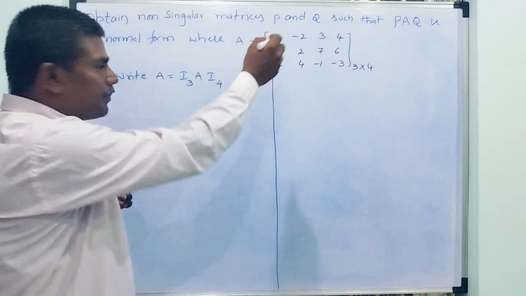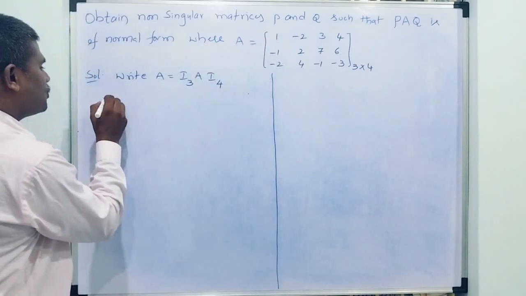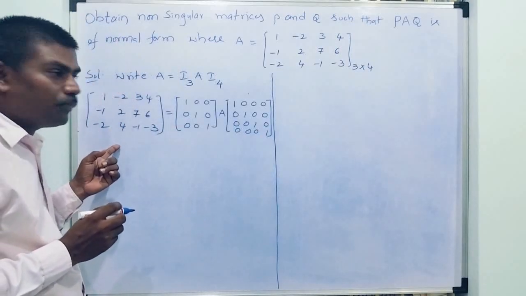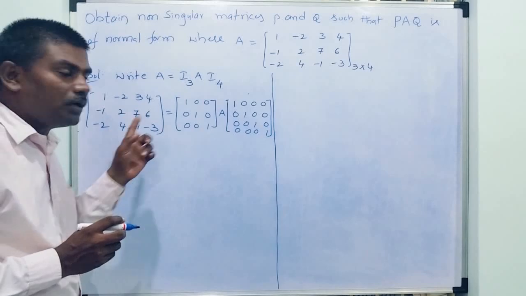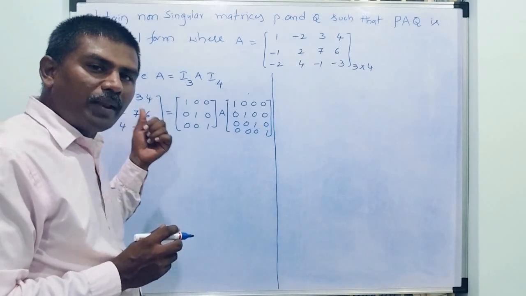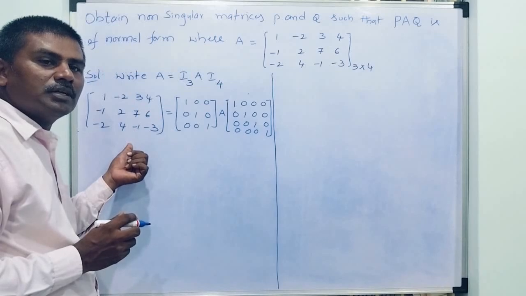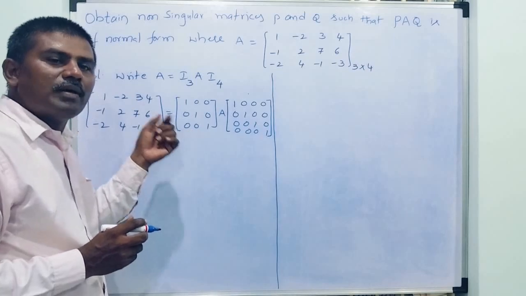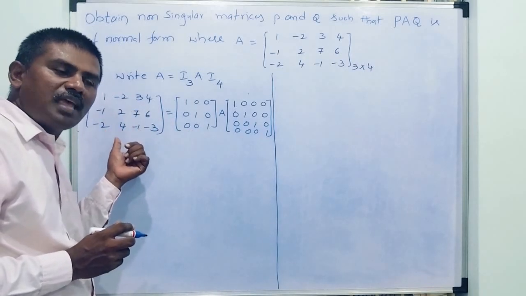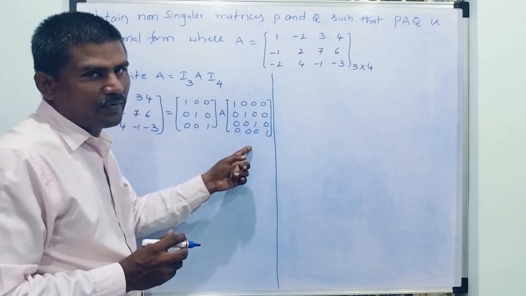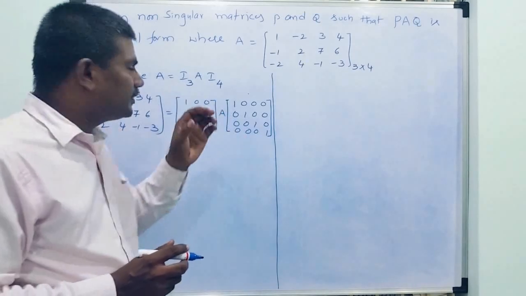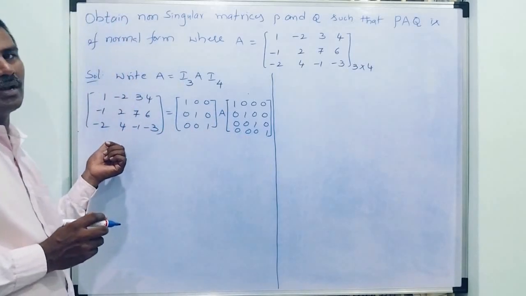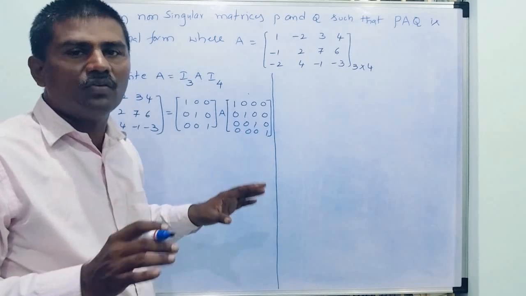So let us write the matrix on the left hand side, and on the RHS let us write the identity matrices. Now let us reduce this into normal form by applying elementary row and column operations. While applying elementary row operations on this matrix, the same row operation should be applied on the prefactor of the RHS. While applying column operations, the same column operation should be applied on the postfactor. Then you can obtain the non-singular matrices P and Q such that PAQ will go to normal form. This is the way we are following.